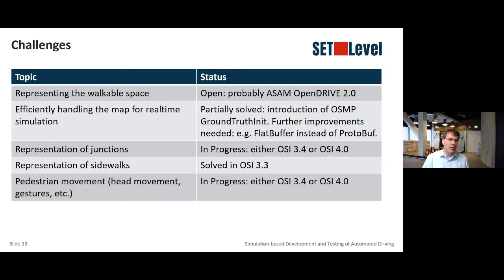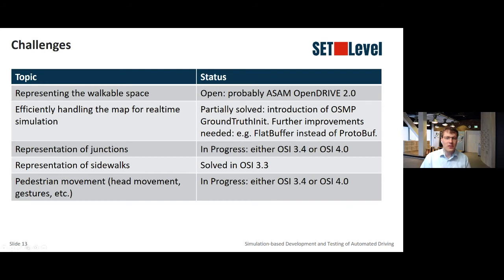And we're also working on pedestrian movement. Things like, okay, this pedestrian is currently looking at its mobile phone. It's looking left and right before crossing the street. How it moves, things like that. That should also be represented in the environment description, and this is also being worked on for OSI.